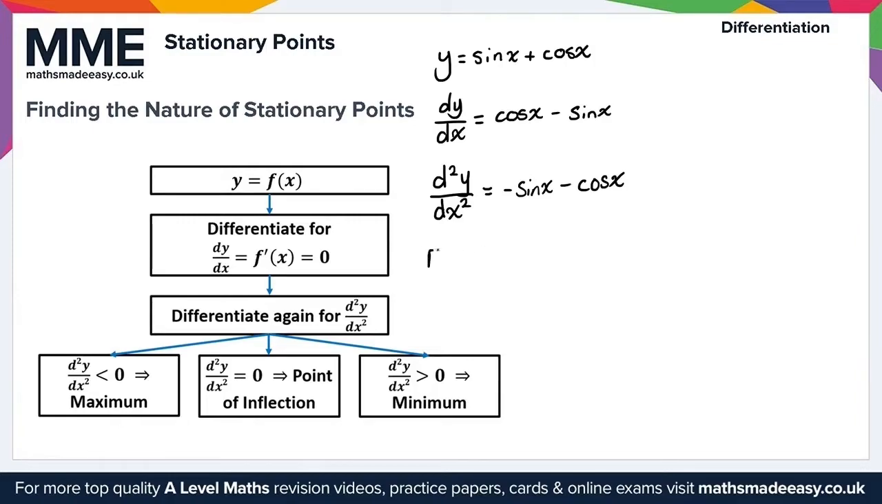So for x equals pi over 4, substituting this into our second derivative here, we obtain that this is equal to minus the square root of 2. And clearly, this is less than 0 in value. So what that tells us then is we have a maximum point. So therefore, maximum point.